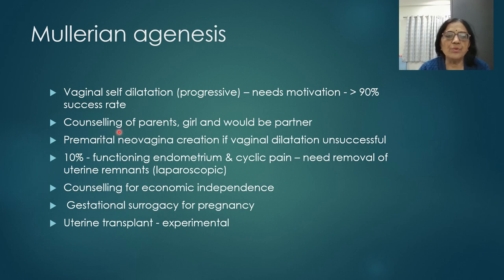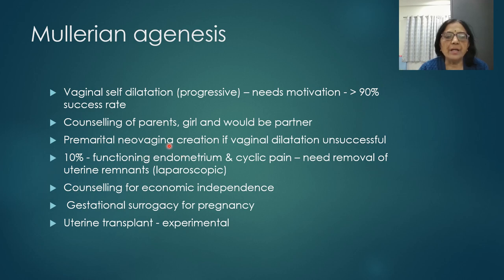And that depends much on the counseling of the parents and the girl, on whether she can proceed with the vaginal self-dilatation. It needs motivation, but it is given in the textbooks that there is more than 90% success rate if it is done properly. So gradual dilatation of the vagina, and there are certain devices developed where a bicycle seat is used along with the dilator, so that gravitational force is also used, and that helps in the progressive vaginal dilatation.